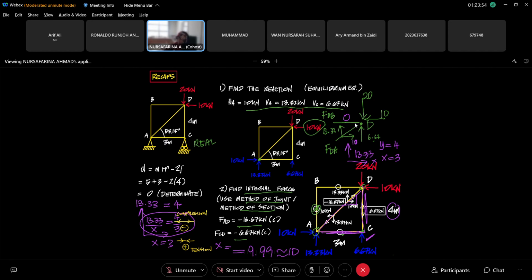Okay, alright. If this method or the method of joint feels easier, try it. But I'm not saying you have to follow me. No. If you are convenient using the method of joint as usual, it's up to you. Okay, I'm trying to add another way to solve the truss easily. Okay, alright. So is it clear? Can? Can, Doctor. Can, Doctor. Okay.